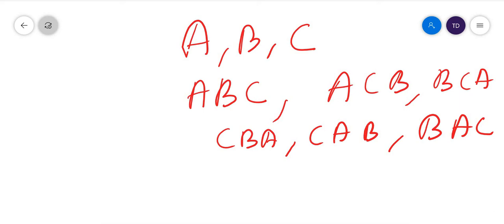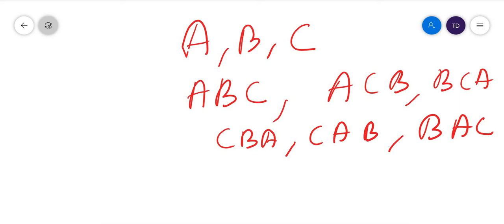Because here the order is very important, we can group it like ABC and ACB and BCA, and all are different. That is the case with permutation. The order is very important, and when we change the order, we get a new permutation.